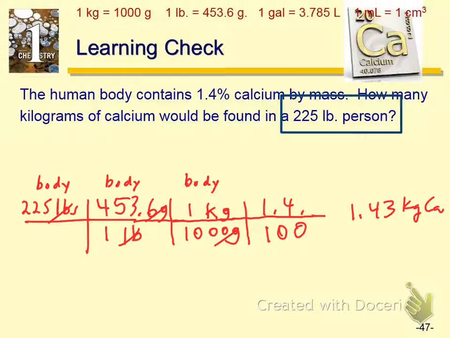1.4, some calcium. How much calcium? On the bottom, you've got to have kilograms. So this has got to be kilograms of body, and there's that many kilograms of calcium. Those are going to cancel out, and you can see your units then are kilograms of calcium that we've got.